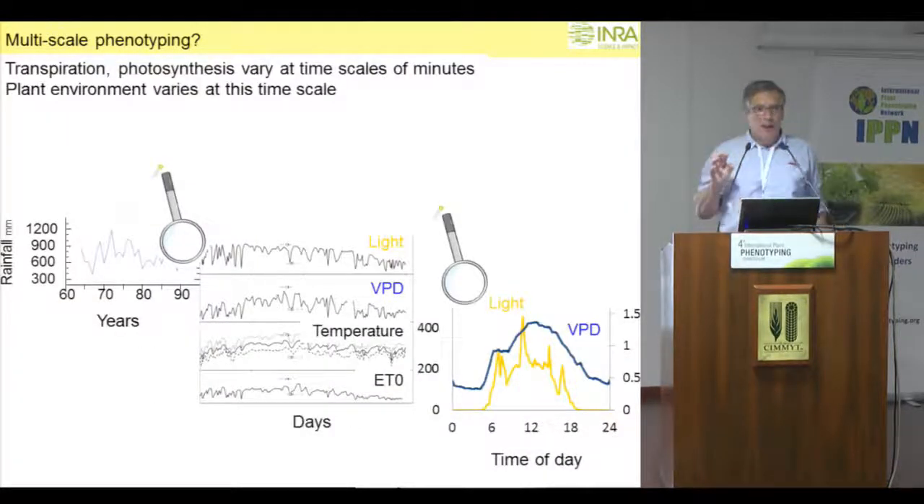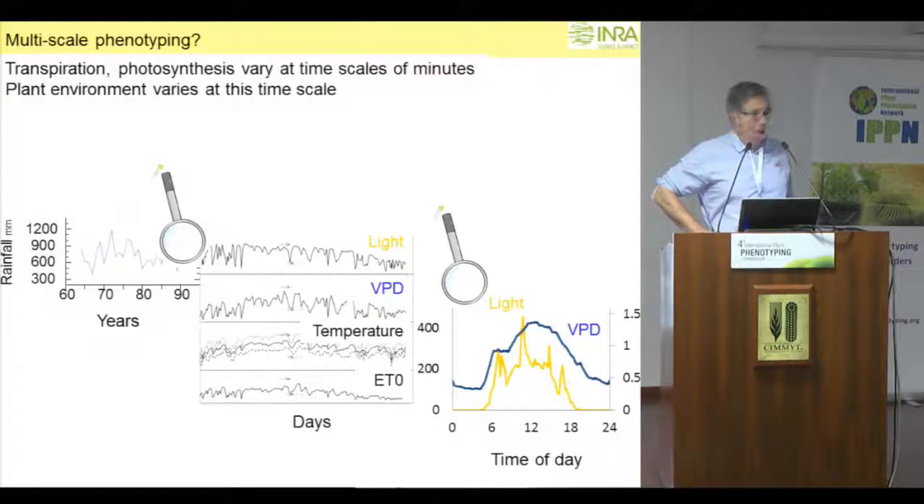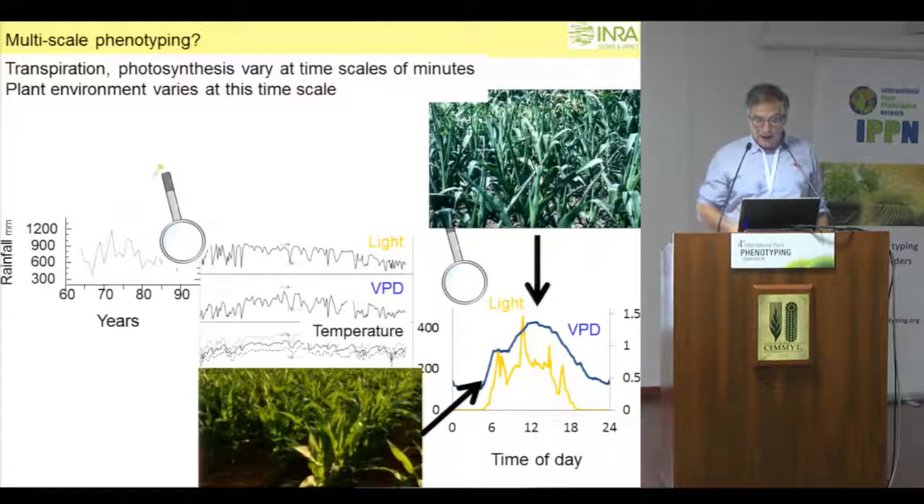Right, so one of the key questions, I think: transpiration and photosynthesis vary at the time scale of minutes. Whoever has measured gas exchange knows that it can be completely different at 1 minute distance. And the plant environment varies at this time scale. We are more or less used to variability of climate over years. We have basically the same over days, but if we take a single day, the plant has huge variation of environmental conditions within one day, and it shows.